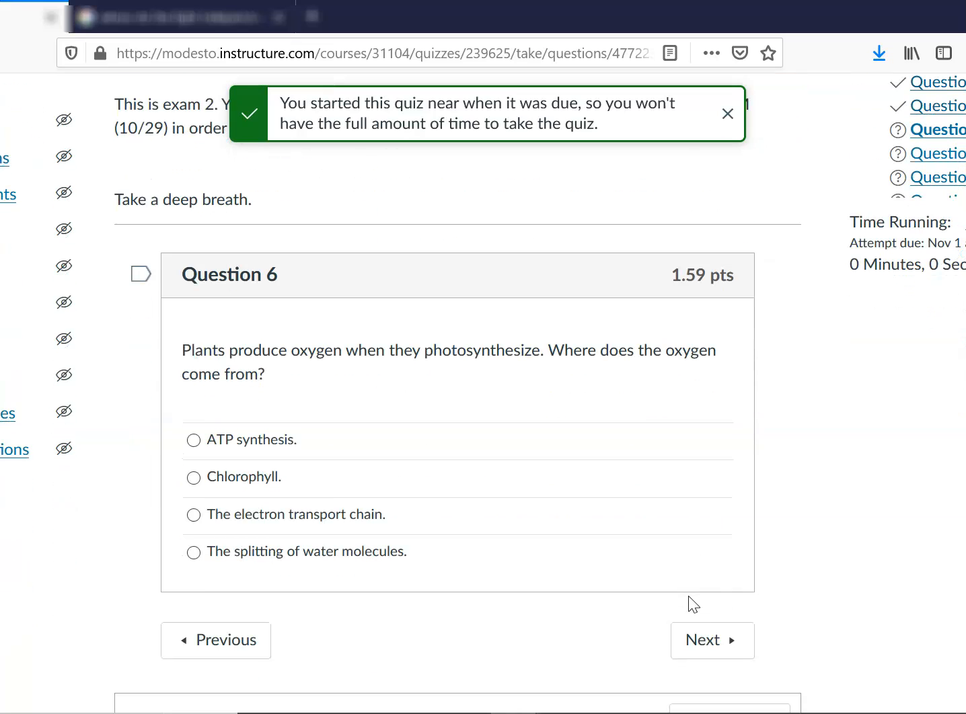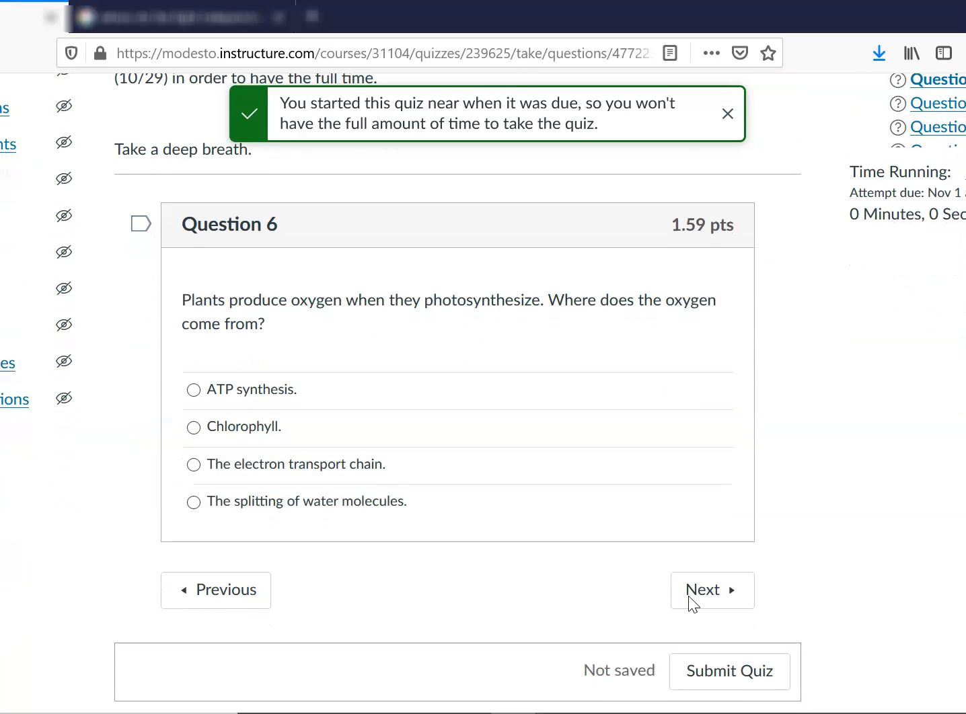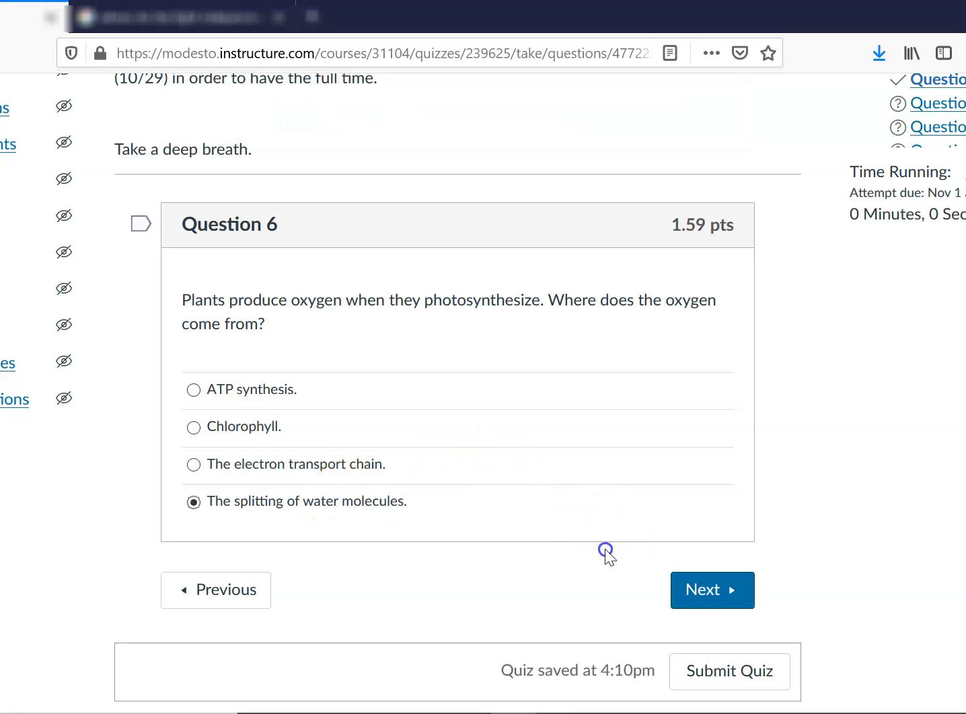Plants produce oxygen when they photosynthesize. Where does the oxygen come from? The oxygen comes from the splitting of water molecules. So you have that electron that gets excited from the photocenter, and then basically there's a hole left over, and it needs to put something there. And so it steals an electron from H2O, and that is where oxygen comes from. The H2 basically winds up getting removed, and you wind up with just the O left over.